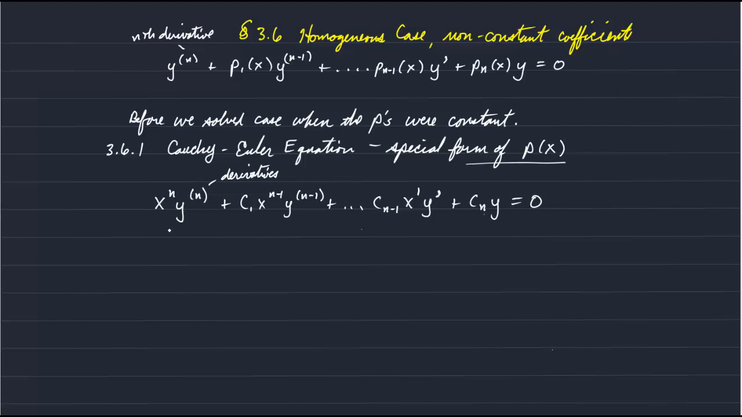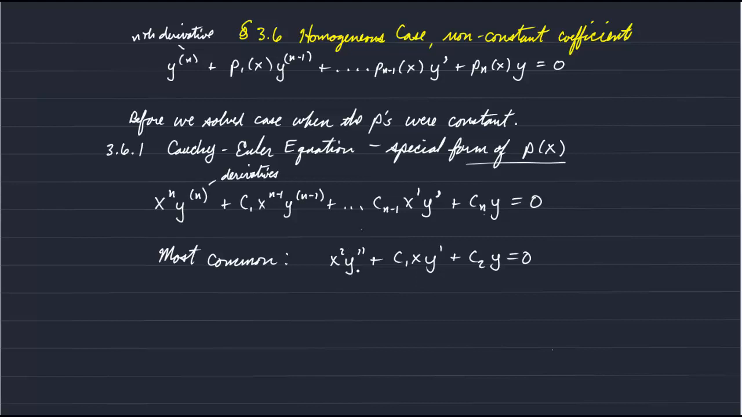The most common situation in physics, for example, is the second order Cauchy-Euler case. That's x squared y double prime plus a constant c1 times x y prime plus c2 times y equal to 0. So let's consider how to solve this.